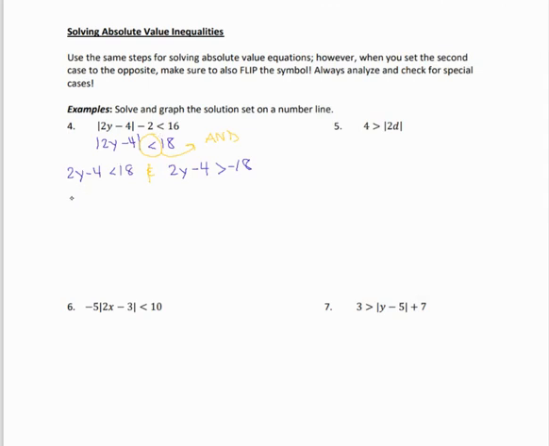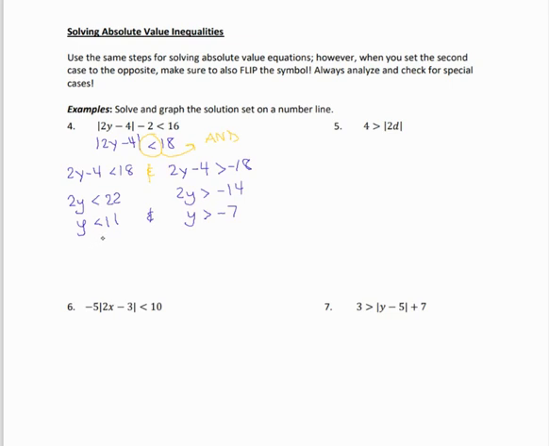So now let's solve those. We would have 2y is less than 22, y is less than 11. This one here, we would have 2y is greater than negative 14, and y is greater than negative 7. Now let's analyze. It's an and statement. Can that be true, if y is less than 11 and at the same time greater than negative 7? Yeah. For instance, 0, right? 0 is less than 11 and at the same time it is greater than negative 7. So we do have solutions.